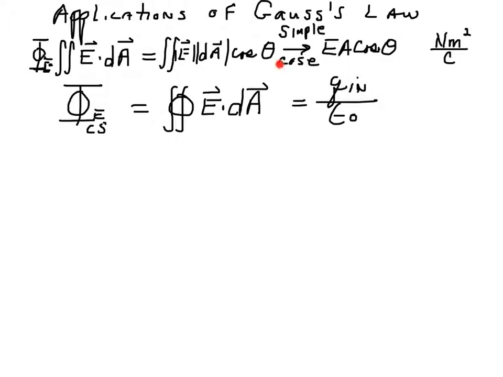In the simple case where E is constant and the angle between the E and the A is constant over the surface, you can simply do E times A times the cosine of the angle, and we've seen some examples of that. The units of electric flux end up being E, newtons per coulomb, times area, meters squared: newton meters squared per coulomb. That is the definition of flux and what you should know about electric flux.